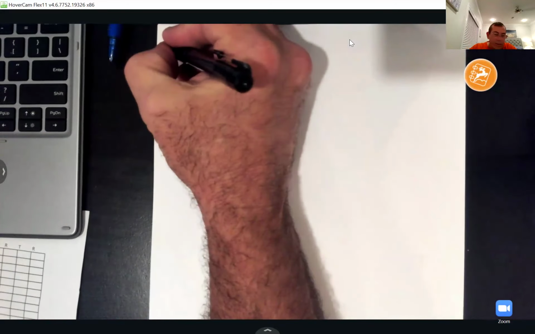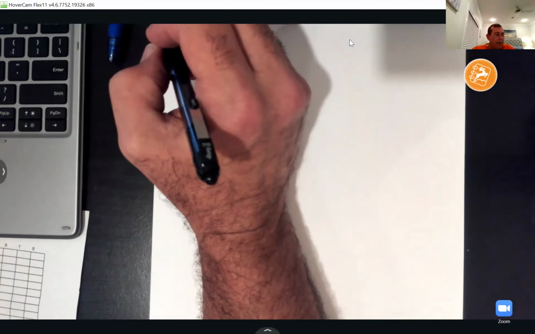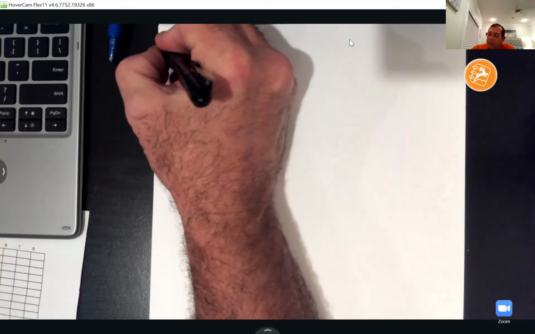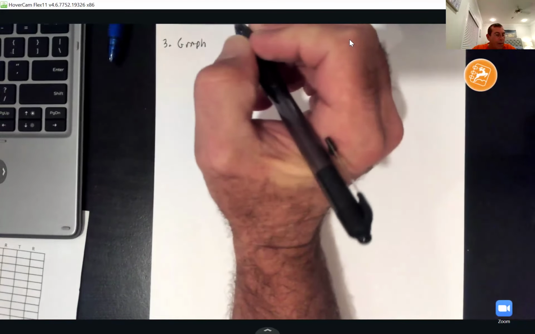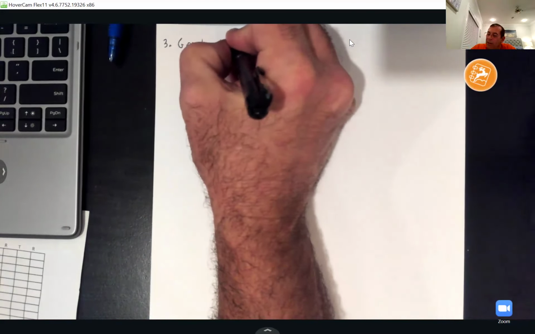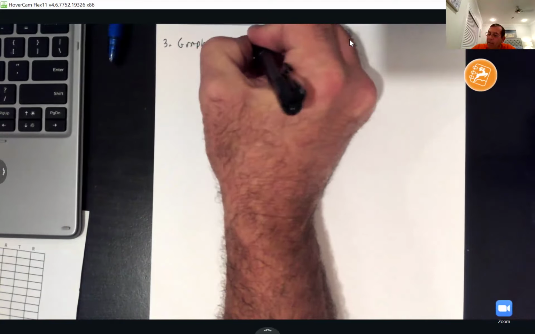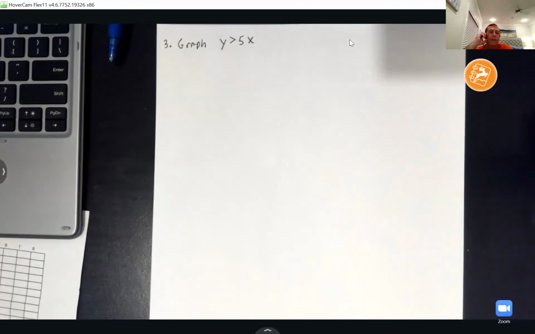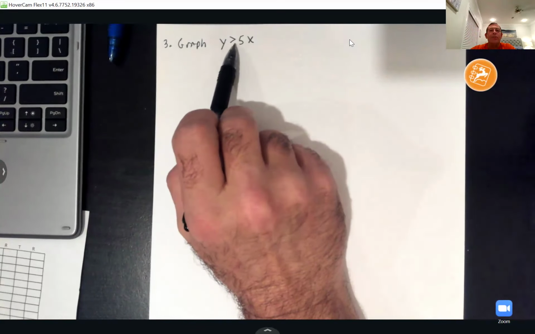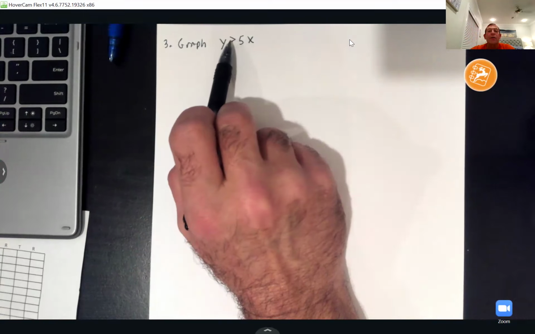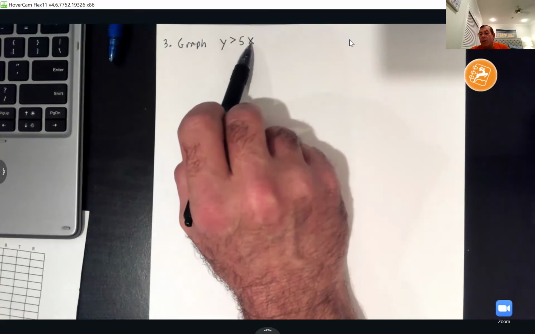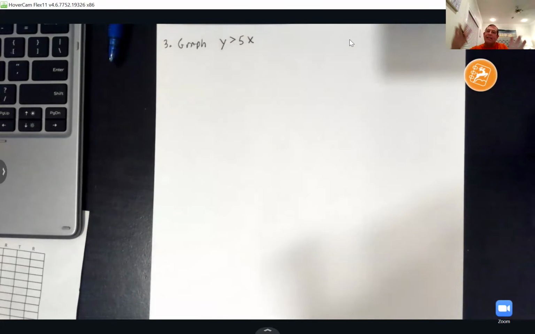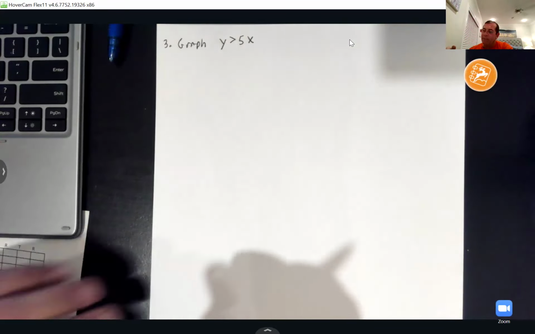All righty, so y'all, this next one, I think it's like number 3 or so. This time we're going to graph y is greater than 5x. Well, y'all, this could have infinitely many answers, because there's a lot of numbers that could be greater than this 5 times whatever number. So that's why we shade these to represent all the answers.